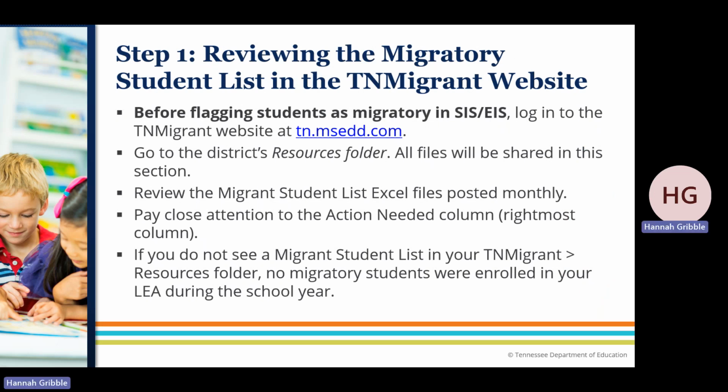Step 1. Reviewing the migratory student list in the TN Migrant website. Before flagging students as migratory in SIS or EIS, log in to the TN Migrant website at tn.msedd.com. Go to the district's Resources folder. All files will be shared in this section. Review the migrant student list Excel files posted monthly. Pay close attention to the Action Needed column, the rightmost column.